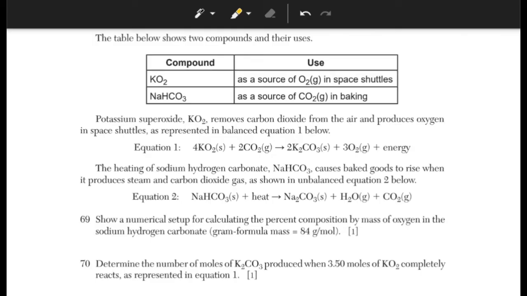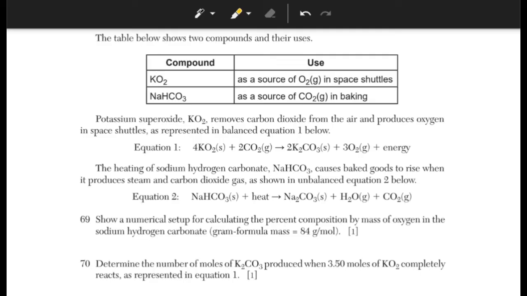If you turn to the back page of the reference table, percent composition by mass is equal to mass of part divided by mass of whole times 100. The question tells us that the gram formula mass of sodium hydrogen carbonate is 84 grams per mole. We must determine the gram formula mass of oxygen to set up our equation.